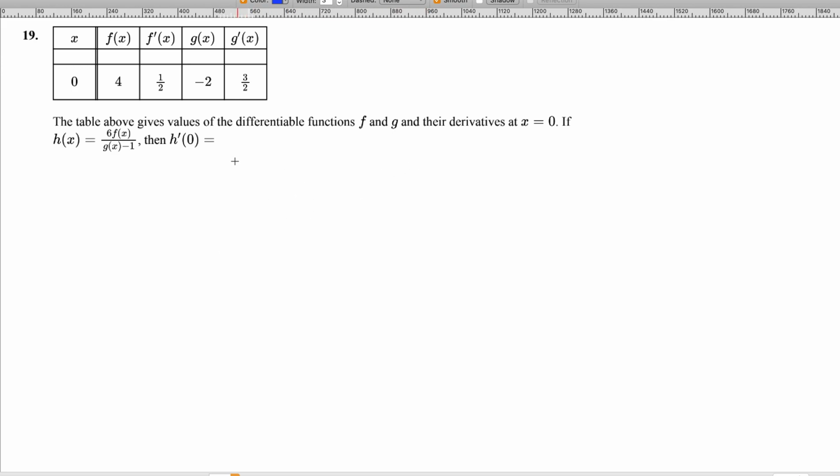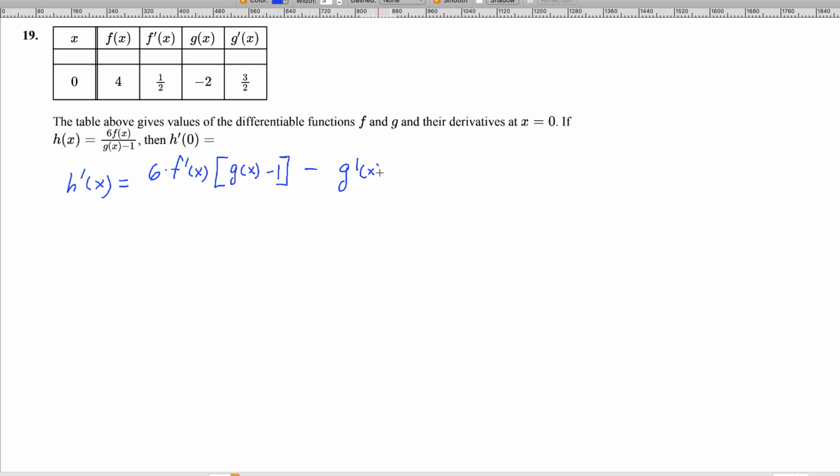There we go. And what we're going to do is we're going to have now h prime of x, and basically we differentiate this function using the quotient rule, so that the derivative of 6 times f of x is 6 times f prime of x times the bottom function, and the bottom function is g of x minus 1, minus the derivative of the bottom function, which is just g prime of x.